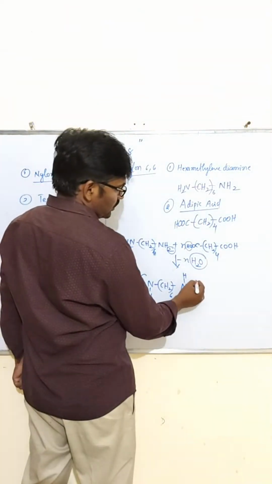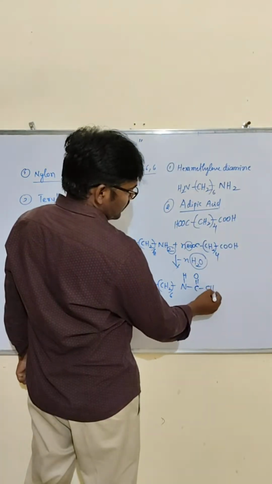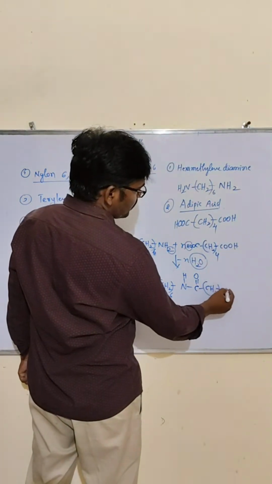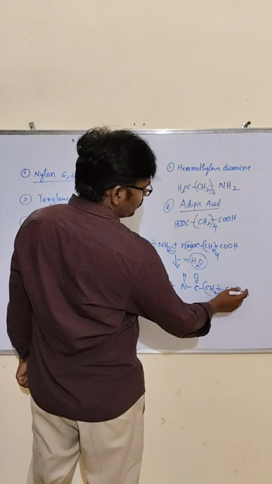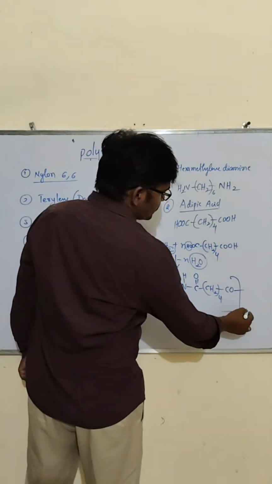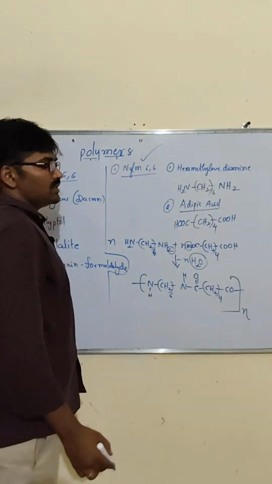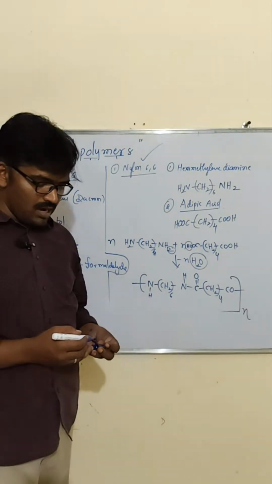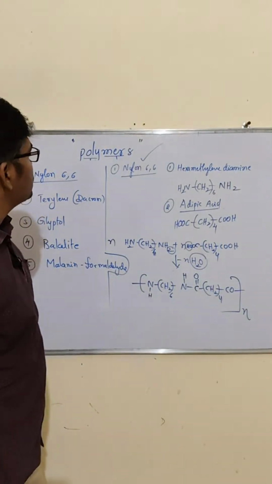So H2O molecules are eliminated. Then what is formed here? C double bond O, then CH2 taken 4, then C double bond O bond. Like this it will be formed. This we call nylon 6,6.